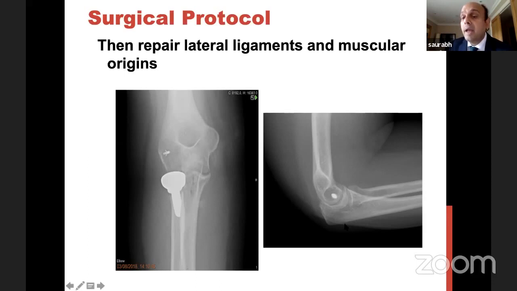So you do a Krackow-type stitch to your lateral ulnar collateral ligament and your extensors, and with the help of this anchor, you reattach it. All right, it literally takes two minutes. It is as simple as that.